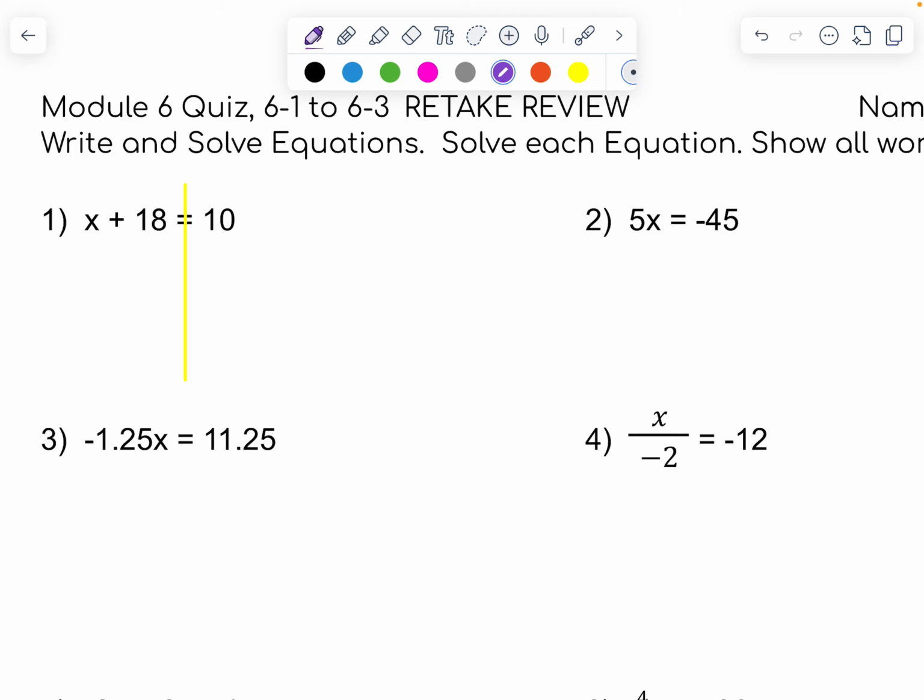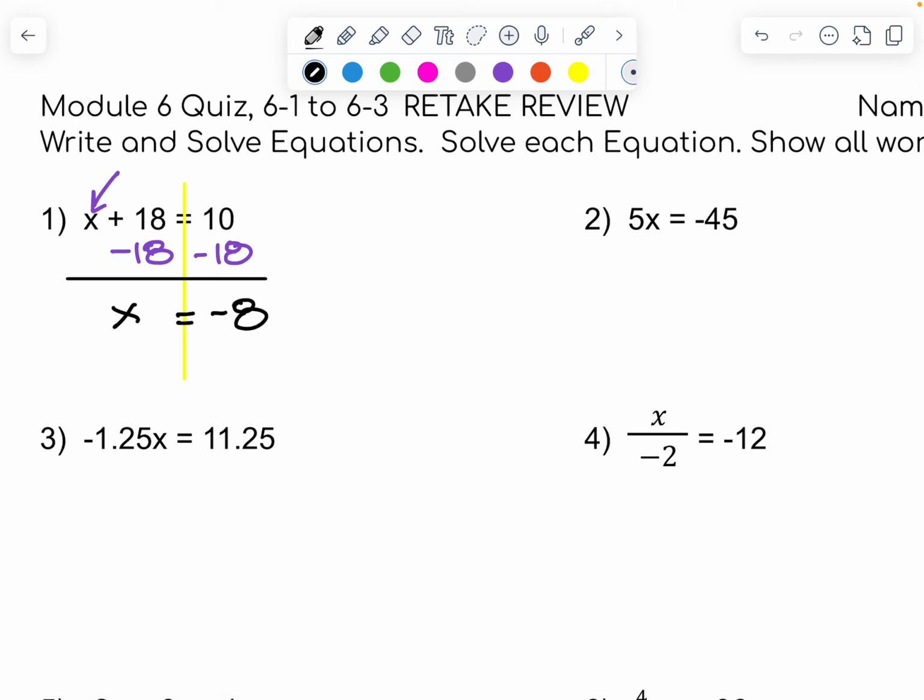So I want x isolated by itself, so let's get rid of this 18 by using the inverse operation. All right, just going to bring down my equal sign. On the left-hand side, I'm left with x, and 10 minus 18 is a negative 8. You can also plug that answer in right here. Negative 8 plus 18, that's a positive 10, so I know I checked it.